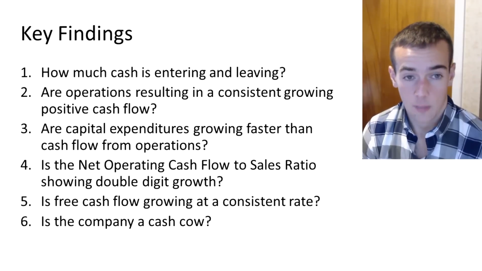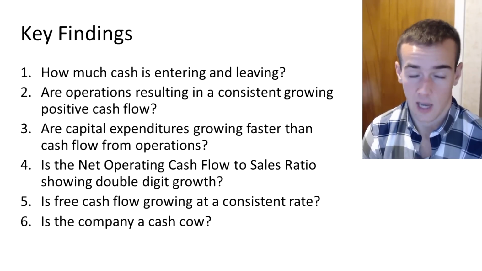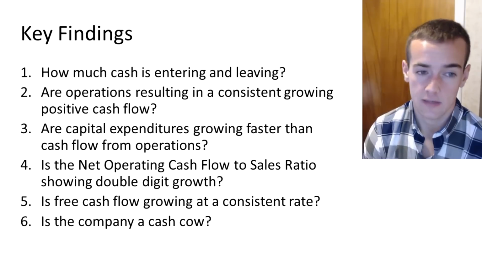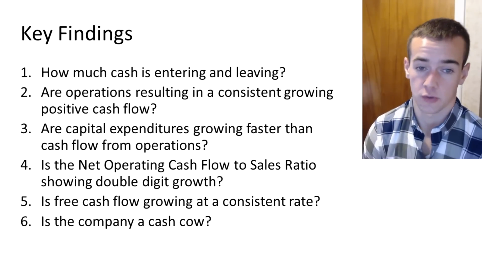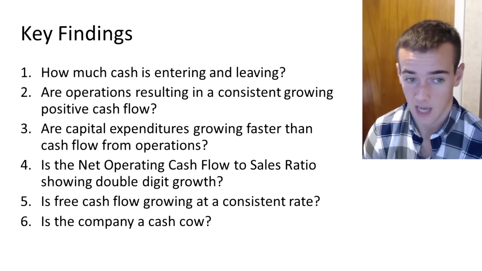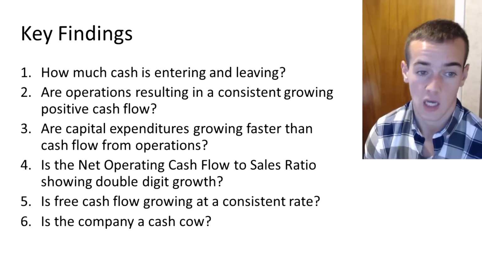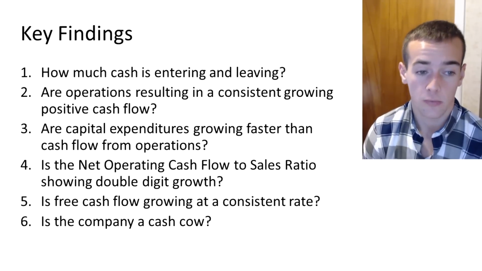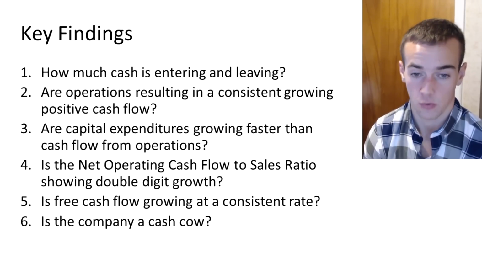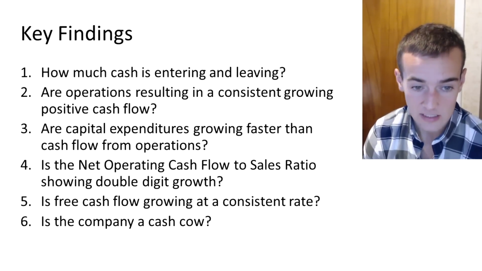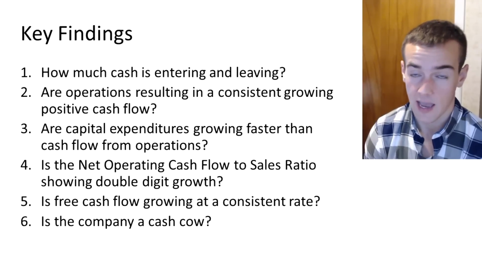So just to recap, these are the things that we are looking for under the cash flow statement. Number 1, how much cash is entering and leaving. Number 2, are operations resulting in consistent growing positive cash flow. Number 3, are capital expenditures growing faster than cash flow from operations. Number 4, is the net operating cash flow to sales ratio showing double-digit growth. Number 5, is free cash flow growing at a consistent rate. And number 6, is the company a cash cow?